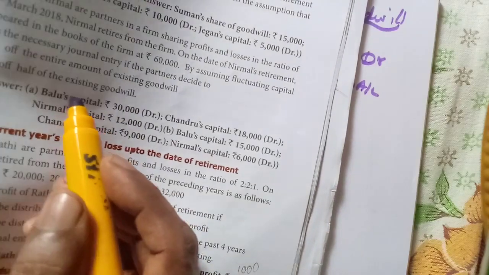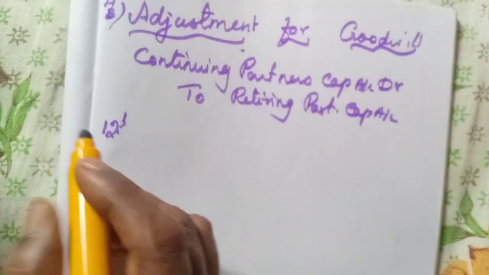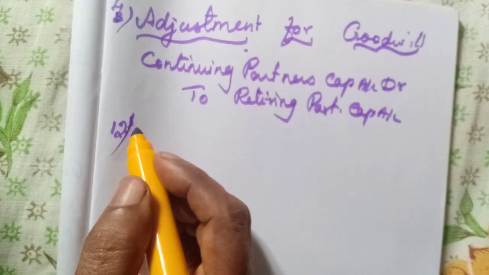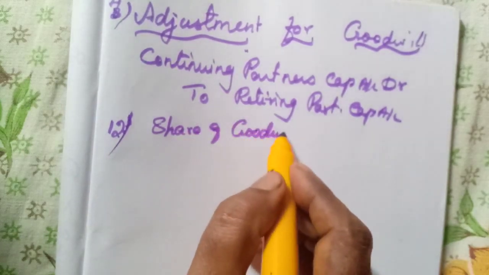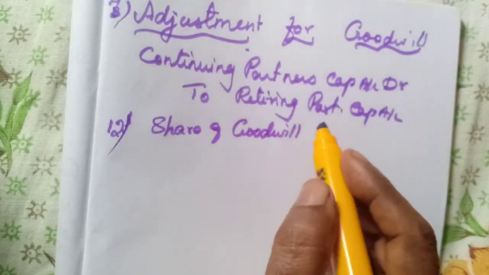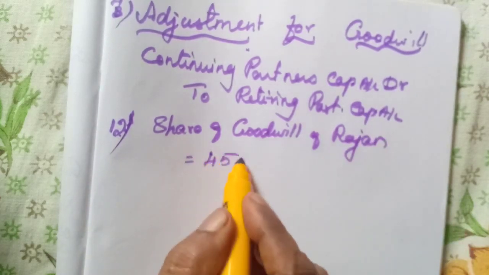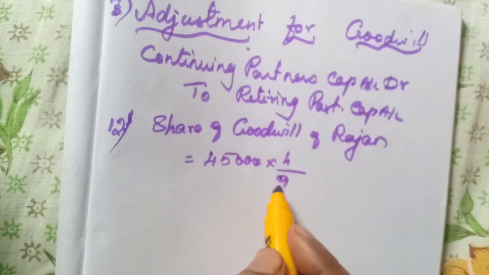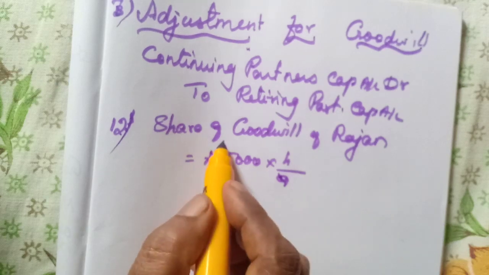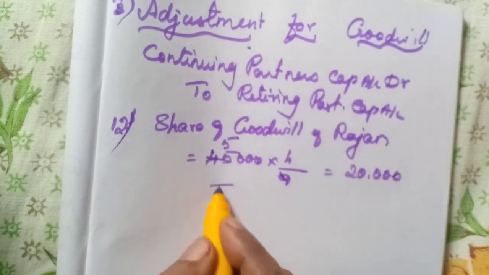So first we need to calculate the share of goodwill. Number 12. First, share of goodwill of Rajan. The firm's goodwill is 45,000 into Rajan's share 4, total share 9. Then simplify. How many 9s are there in 45? 5. So 5,000 into 4, 20,000. That is his share. So now we will prepare the journal entry.